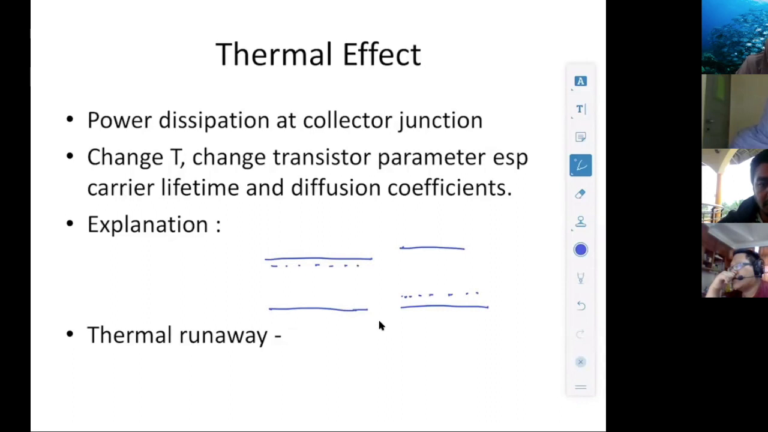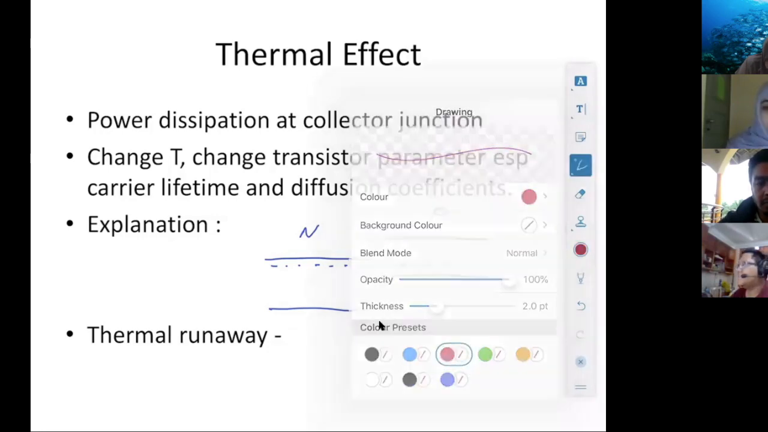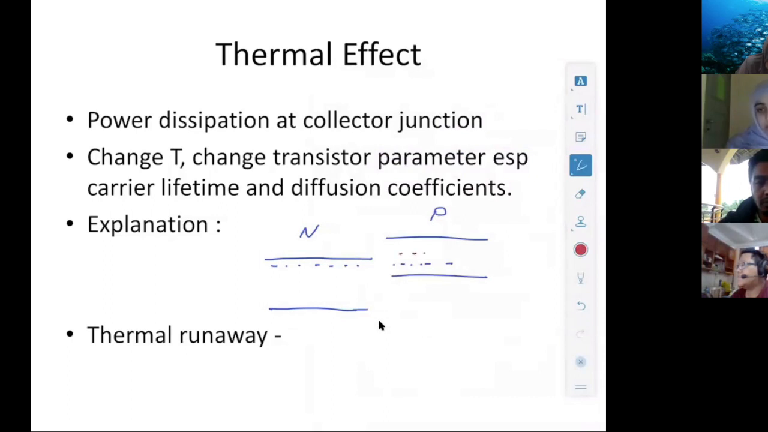Is that right? Shouldn't it be a different level height? So normally it should be continuous, right? Now this is N and P. Now I want to make it forward bias. So what do I do? I need to increase it a bit here, or the N is increased.